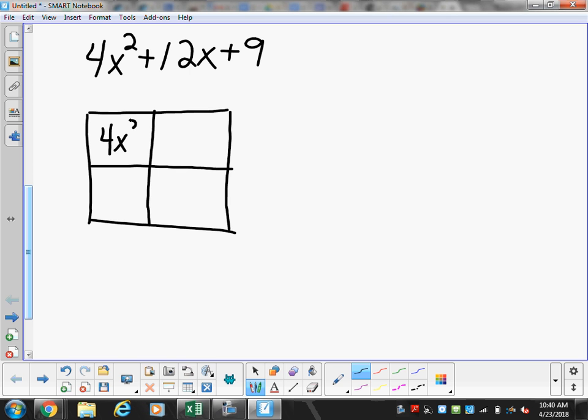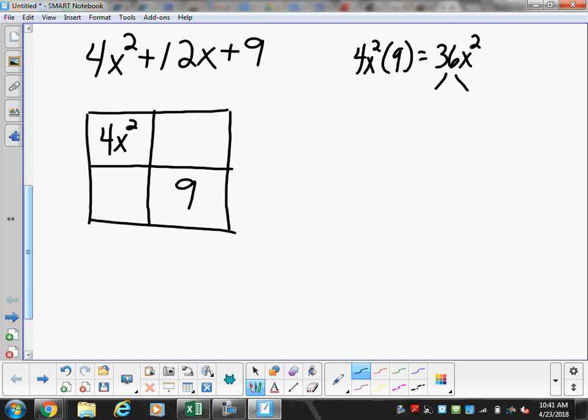So we got 4x squared in that box and 9 in that box. What's the next step? Multiply these two together. Okay, so 4x squared times 9 is 36x squared.